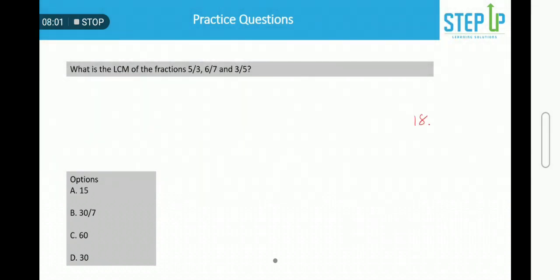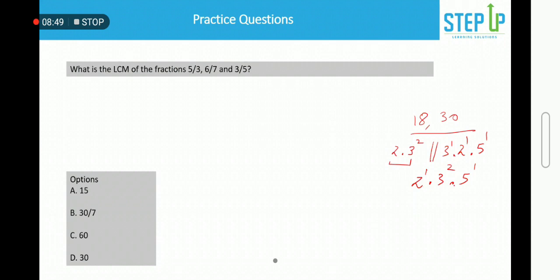If somebody says, calculate the LCM of, let's say, 18 comma 30. Normally it's very simple. I do prime factorization: 18 is 2 into 3 squared, and 30 is 2 into 3 into 5, each to the power 1. For the LCM, I take all the prime numbers with their highest powers. Highest power of 2 is 1, of 3 is 2, of 5 is 1. So 3 squared is 9, 9 into 2 is 18, 18 into 5 is 90. This is how I calculate it.